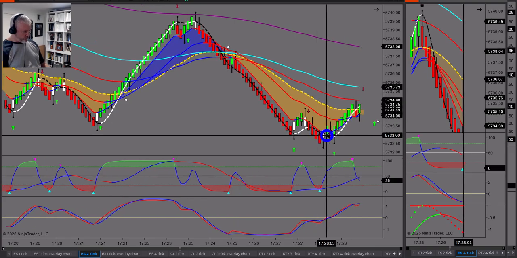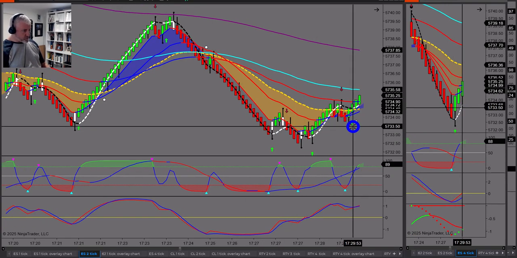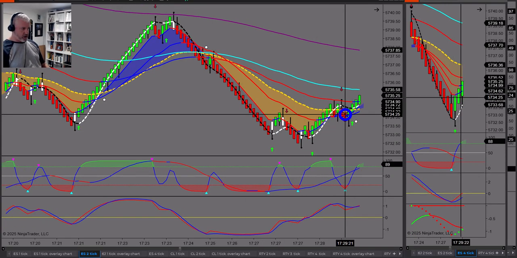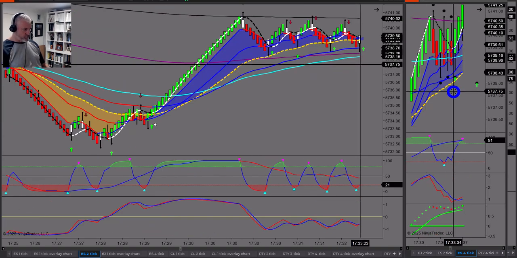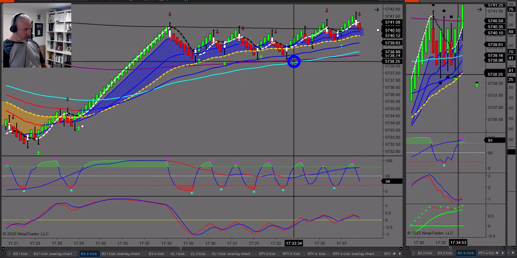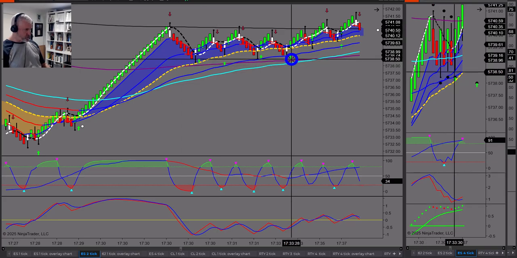Down I come, and what about I now get the bounce? What about entering just here? No, because my anchor chart one tells me not to enter. Likewise, when I enter a period of chop.